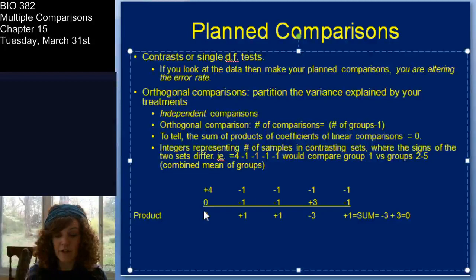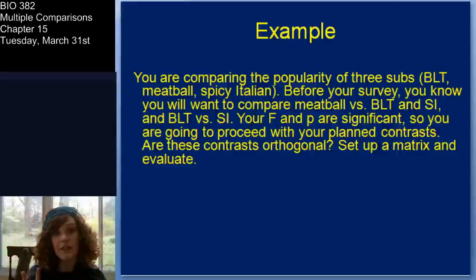Now, let's do the product. 0, positive 1, positive 1, negative 3, positive 1. So the sum would be 0. Okay, great. So, because it's negative 3 and then plus 1 on each of these, so 0. Great. So those are orthogonals. But let's do an example.